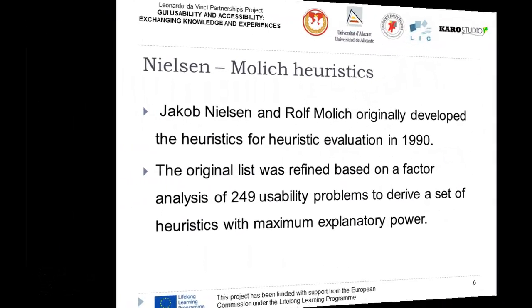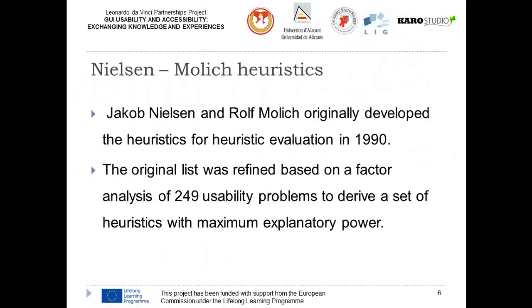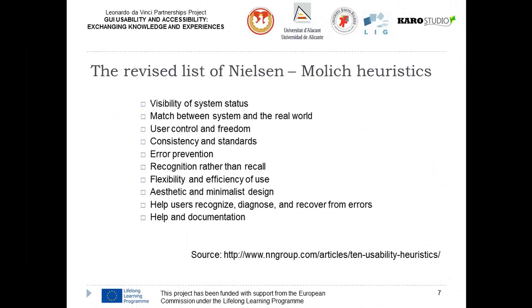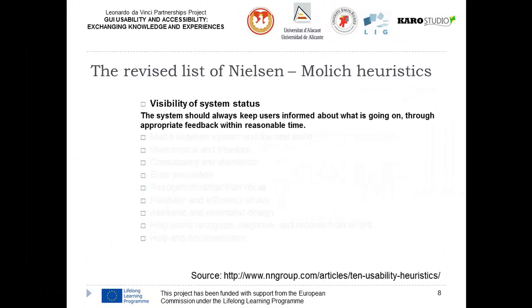In 1990, Jakob Nielsen and Rolf Molich developed the heuristics for heuristic evaluation. The original list was refined based on factor analysis of 249 usability problems to derive a set of heuristics with maximum explanatory power. Here's the revised list of Nielsen-Molich heuristics. Visibility of system status, match between system and the real world, user control and freedom, consistency and standards, error prevention, recognition rather than recall, flexibility and efficiency of use, aesthetic and minimalist design, help users recognize, diagnose and recover from errors, help and documentation. Now we'll try to take a closer look at each of those heuristics.